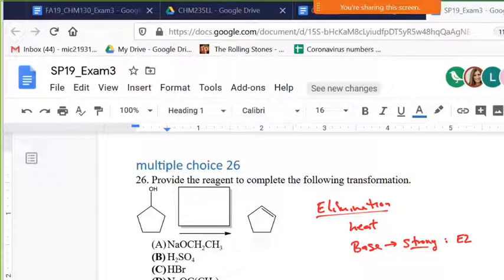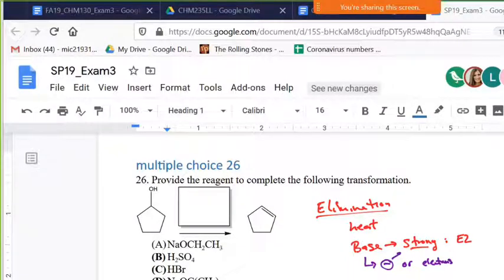So, base: how do we know we have a base? Negative charge, that's again tying to strong, or electrons. So if we go through and look at our answer choices, of course, I can only see 3 on my computer.